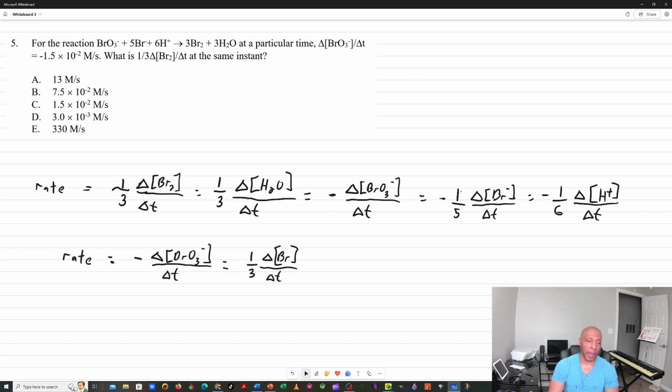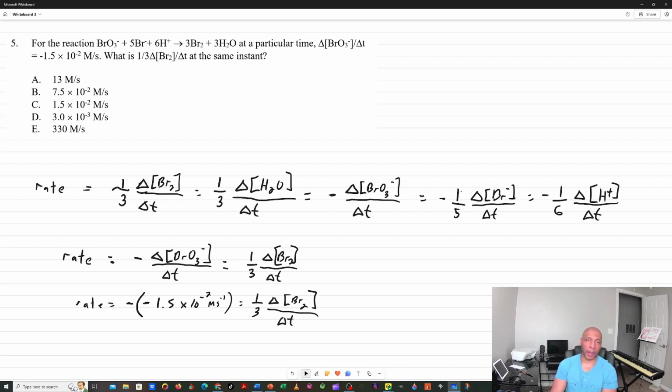Okay, now they give us the change of the bromate concentration with respect to the change in time. Notice they did not give us the negative of that. They just gave us this part inside without the negative. So I'm going to say my rate is equal to a negative times a negative 1.5 times 10 to the negative 2 moles per liter per second. Now that's equal to 1/3 times the change in the bromine, I should say. I left my 2 off there, didn't I? Times the change in time.